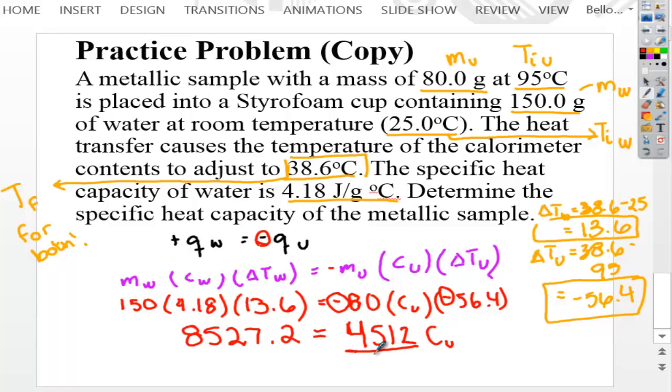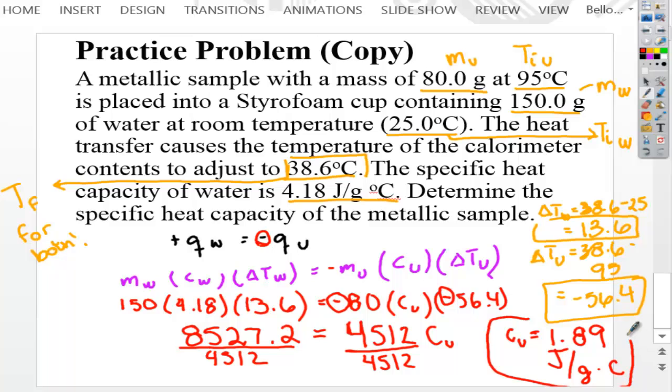So then you divide both sides by 4512. Divide by 4512. And you get that the specific heat capacity of the unknown metal is 1.89 joules per gram times Celsius.